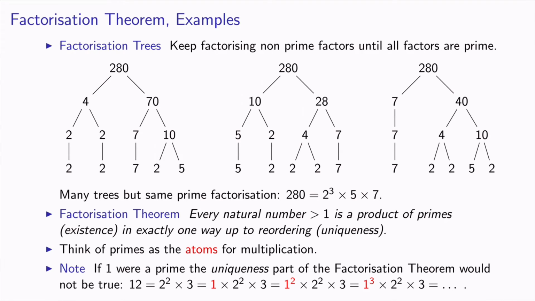And just one more remark. Why is 1 not considered to be a prime? Well, if 1 were a prime, then we could write 12, as well as writing it as 2 squared times 3, as 1 times 2 squared times 3, or as 1 squared times 2 squared times 3, or 1 cubed times 2 squared times 3, and so on. So we wouldn't have the same uniqueness of factorization as we do if we exclude 1 as a prime. So that's the reason that we don't include 1 as a prime.